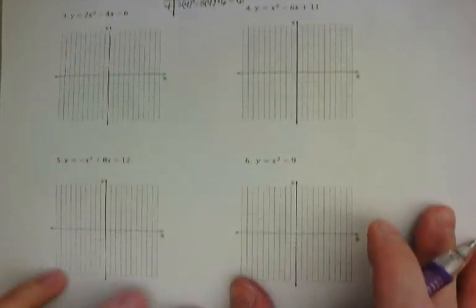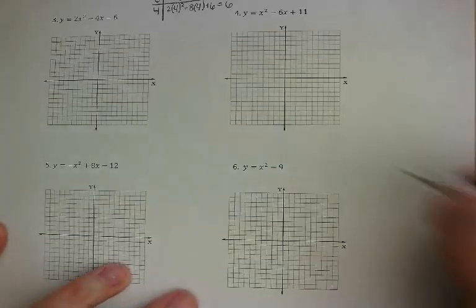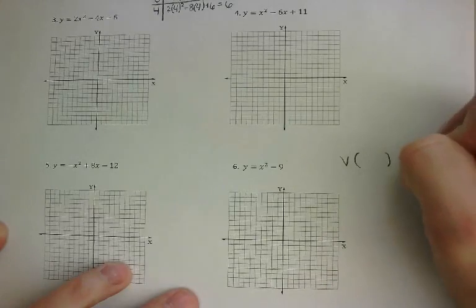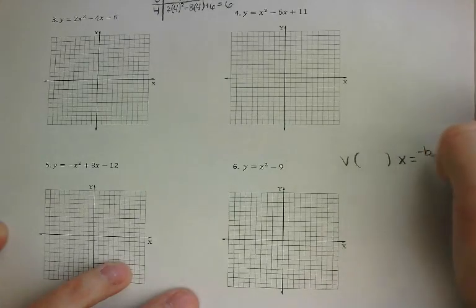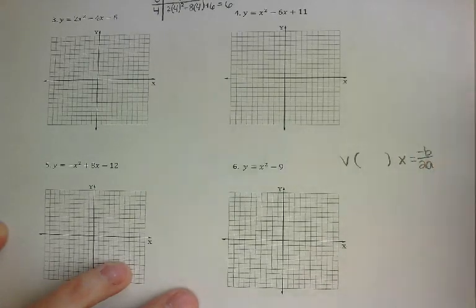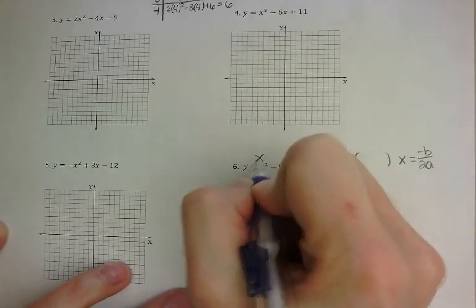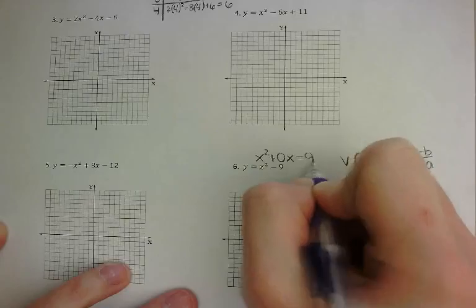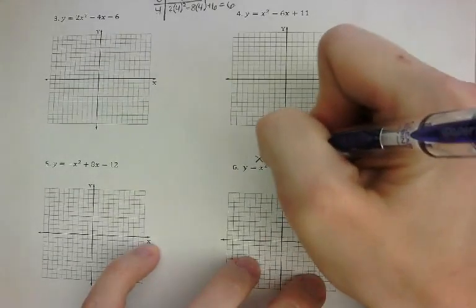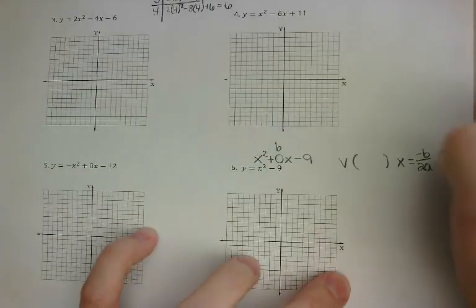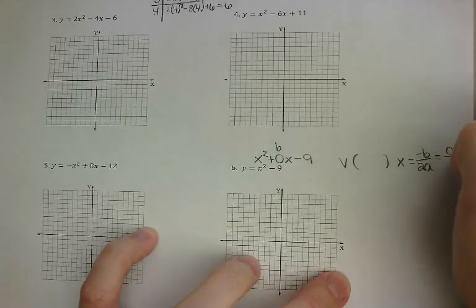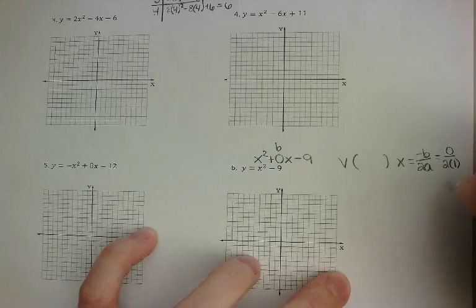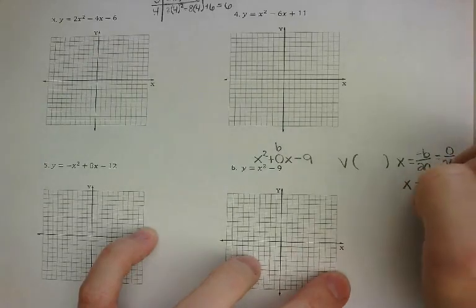I'm going to jump down to number 6. I want to find the X coordinate. So I'm going to do negative B over 2A. You need to remember that the B is in front of the X, which they didn't give you an X. So their B is actually 0. Okay, so we're going to say the opposite of 0 is still 0 over 2 times the A is 1. And 0 divided by anything is 0.